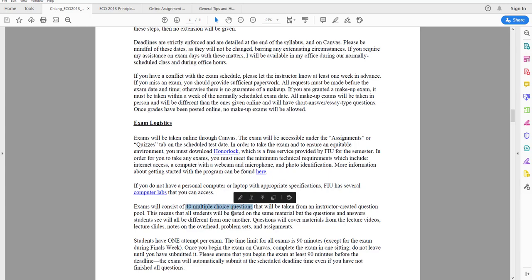Even though these are multiple choice questions, do not assume that these exams are going to be very easy. I do create my own questions, and the questions will come from an instructor created question pool. That means you're going to be tested on all the same material that we cover in the lectures, but the questions and answers that you see are going to be different from one another.